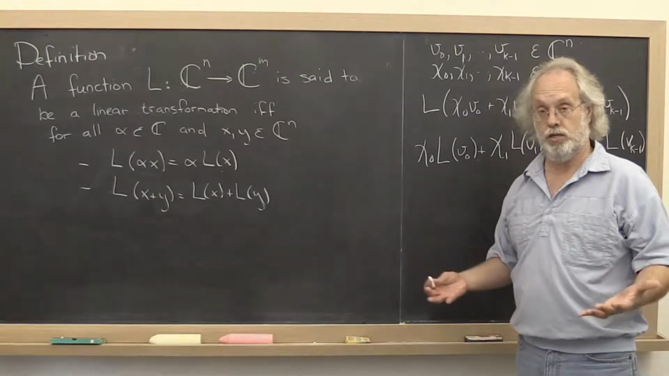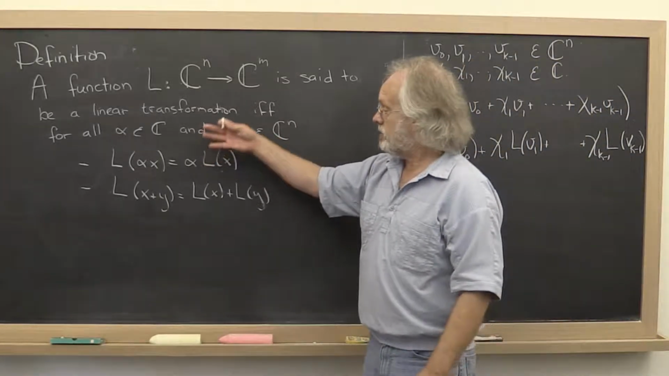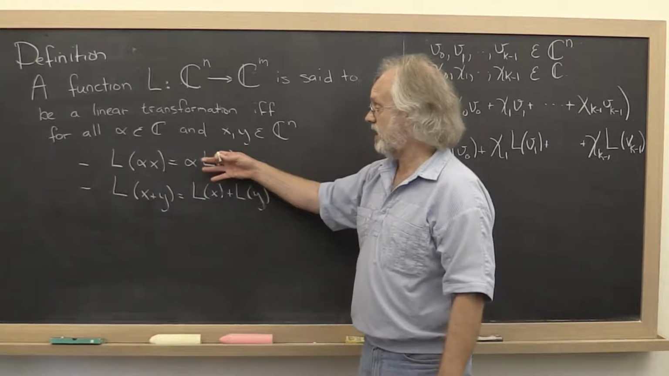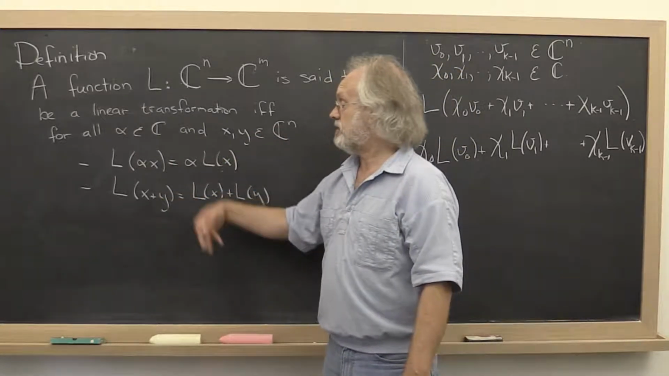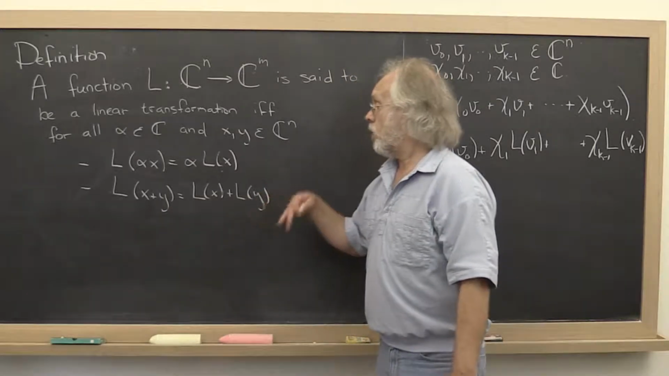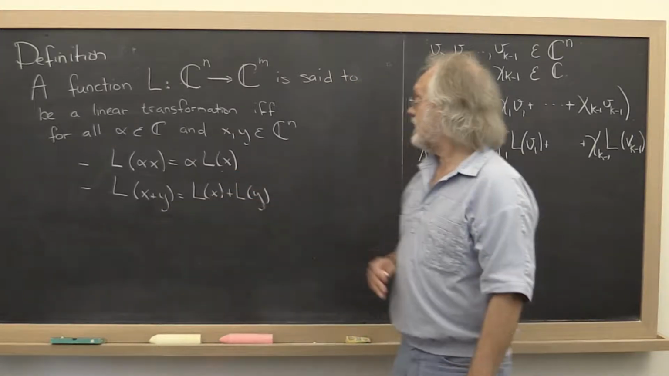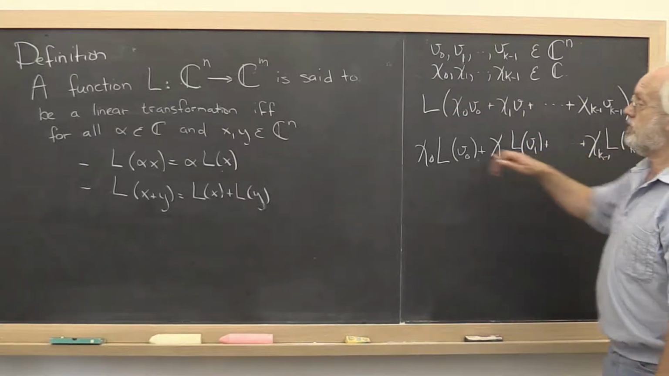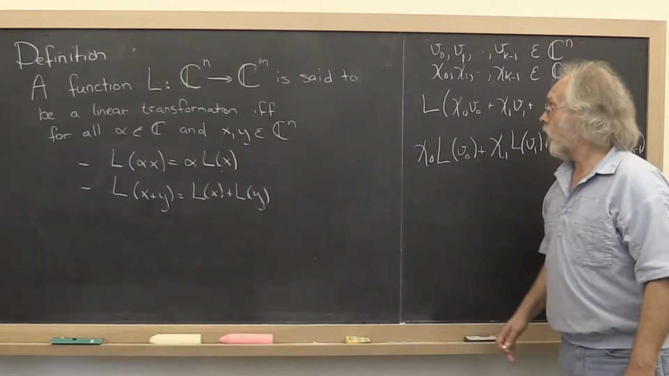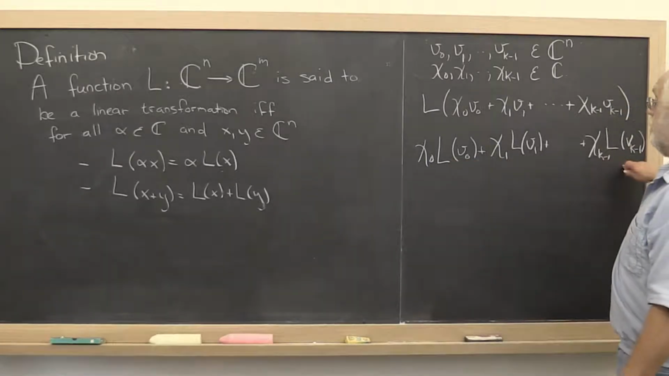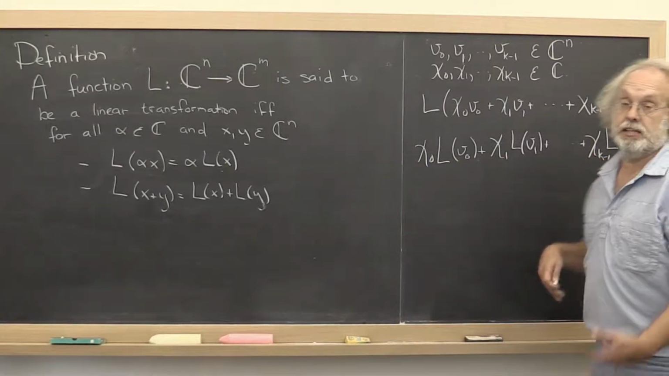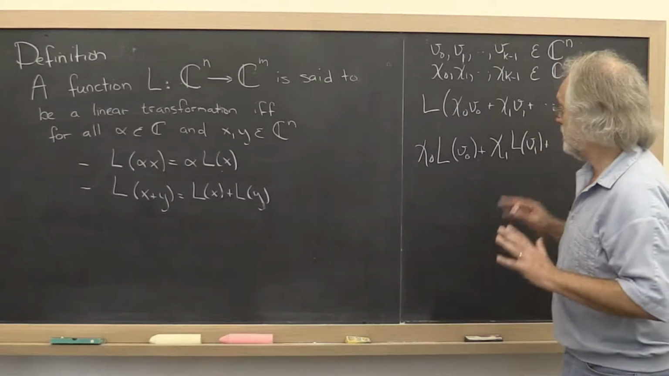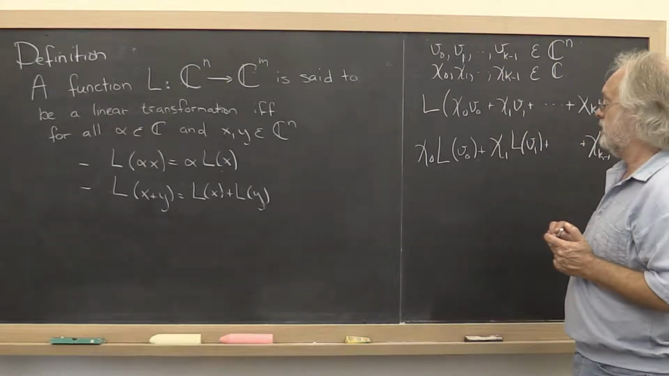In other words, just like you can scale first and then transform, or transform first and then scale, and add first and then transform, or transform first and then add, we can take the linear combination of the vectors first and then transform, or we can transform the individual vectors first and then take the linear combination. And this turns out to be crucial.